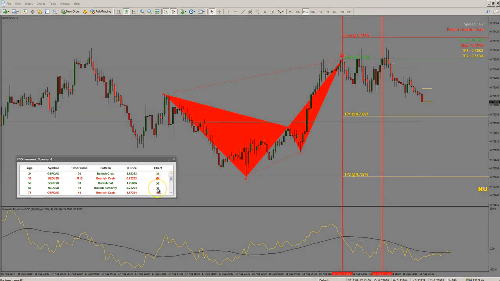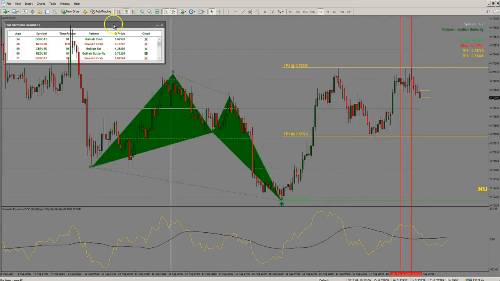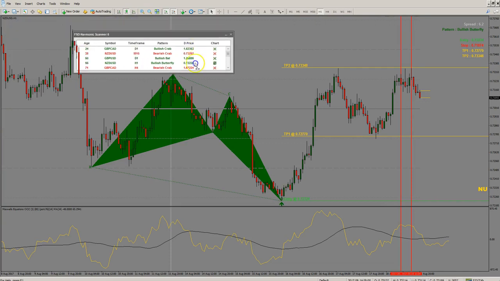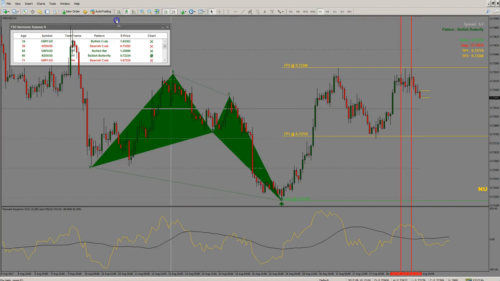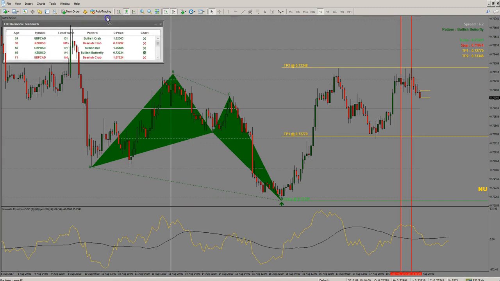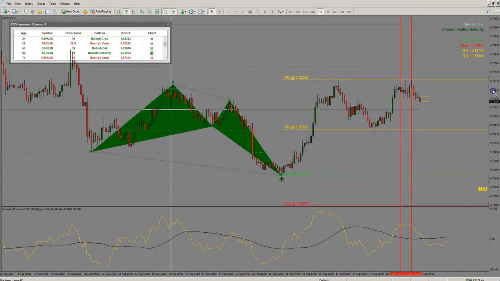So, let's take a next example. So, yeah, each time you click a new pattern, the dashboard will always jump back, okay, to the previous position. So let's have an example here.